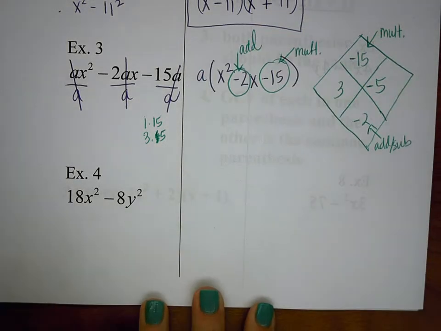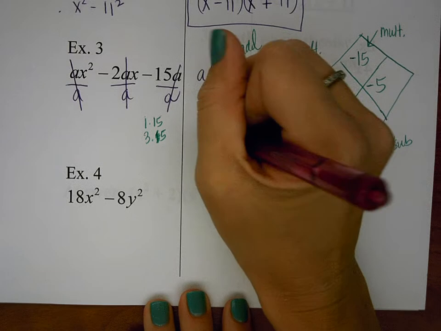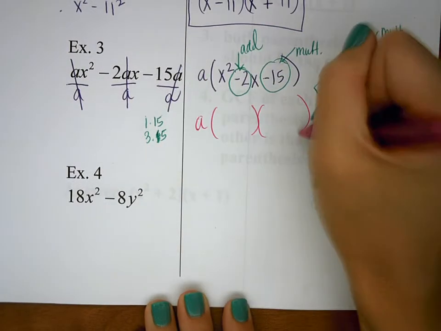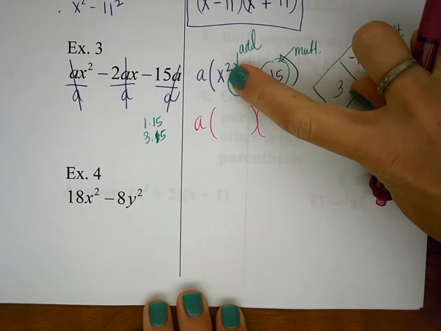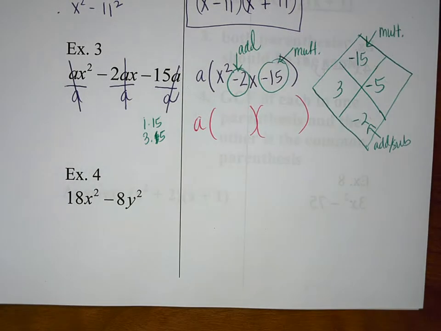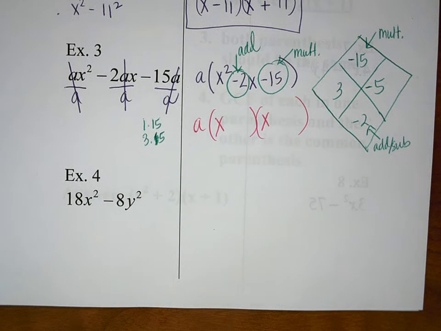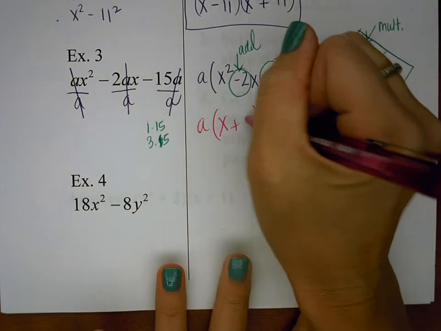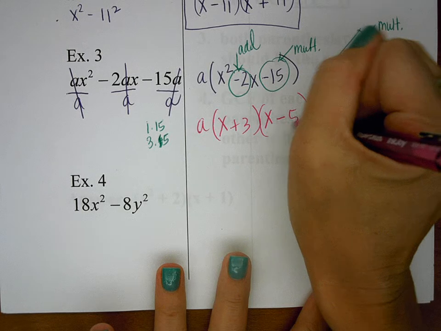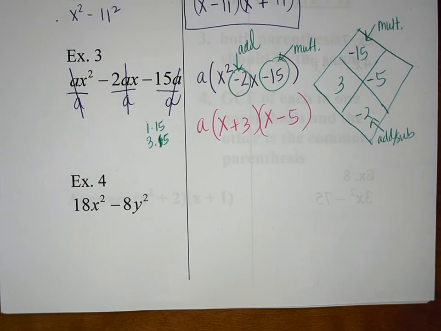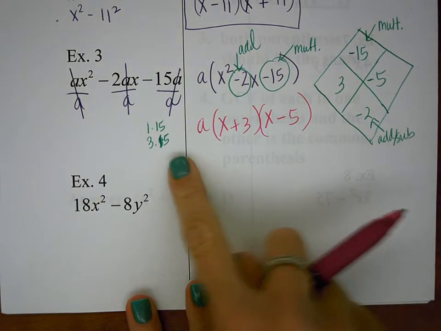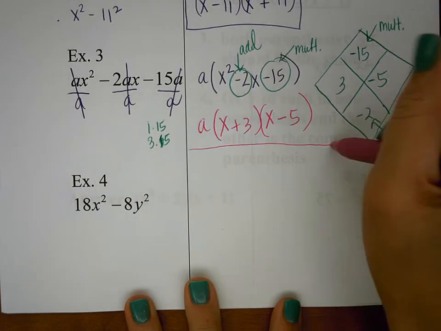So now when we write our answer, we make our 2 parentheses just like we did with difference of squares. Since you have x squared in the front, again, we're splitting those x's apart and we're putting x in front of each of these parentheses. And then you have a plus 3 and a minus 5. Always double check if there's anything we could factor further, and in this case there isn't, so this is my answer.